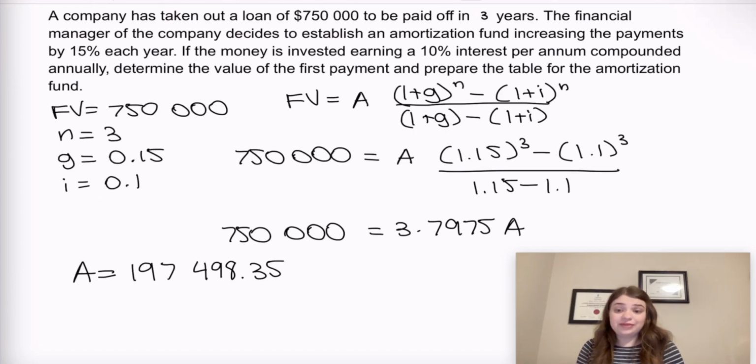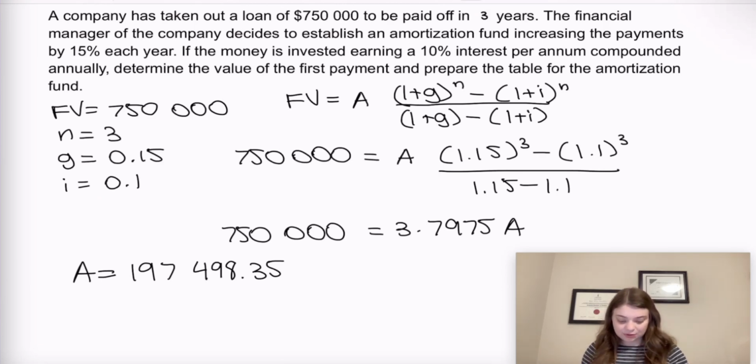And that might seem like, oh, but that's a ton of money. Is that right? Well, probably yes, because keep in mind that after 3 years, we're going to have $750,000 apparently, according to this. And so that's also a lot of money that needs to be paid off. So that's not super outlandish given the situation.